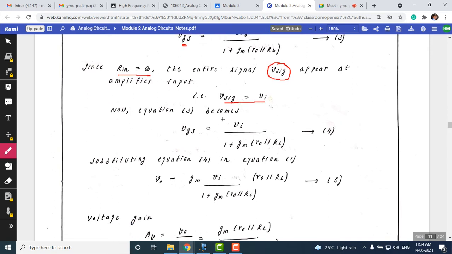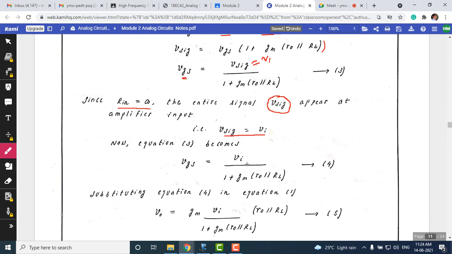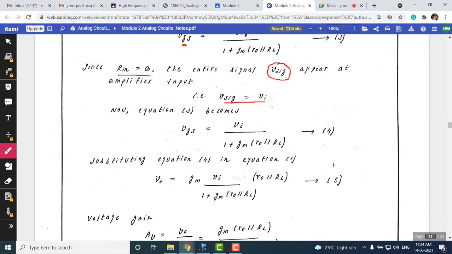Now we will see the change in the gate to source voltage. The gate to source voltage is now Vi divided by 1 plus Gm times R naught parallel with RL. Let us call this equation 4. Again, you can observe that the gate to source voltage is reduced by the factor of 1 plus Gm times R naught parallel with RL. This is the VGS equation, equation 4.